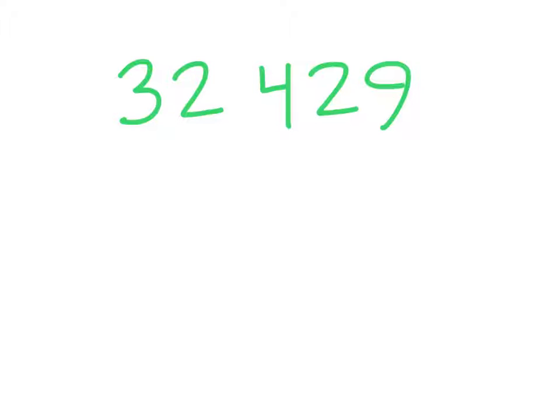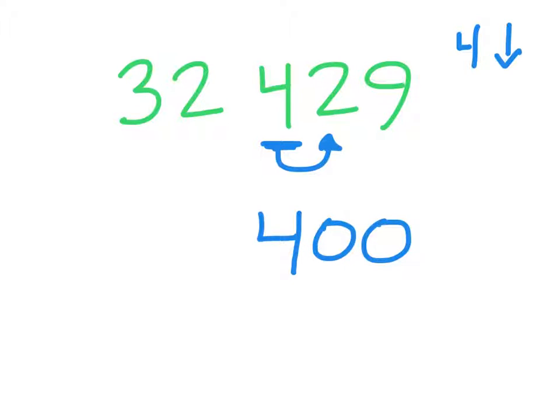The number 32,429. Well, if I'm rounding to the nearest hundred, I find my hundreds place value. There it is. And I look immediately to the right. And I have a 2. So if I have, remember, a 4 or lower, a 4, 3, 2, 1, I round down. And what that means is that the 4 is going to stay a 4, but the 2 and the 9 become zeros because the number 100 has 2 zeros in it. And I need 2 zeros in my answer.